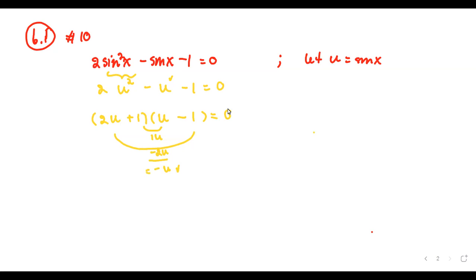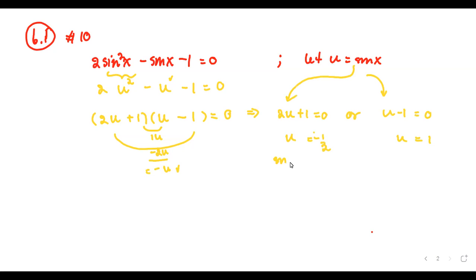So from the two factors, we derive the two equations, 2u plus 1 equals 0, or u minus 1 equals 0. Recall u is sine x. So we're going to solve for u. The first one, u is negative 1/2. The second, u equals 1.